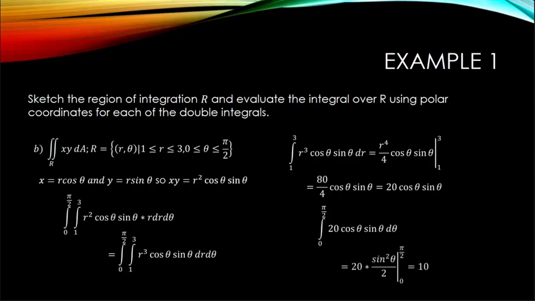This gives me 20 times sine squared theta over 2, evaluated from 0 to pi halves. I plug in those limits and I get 10.